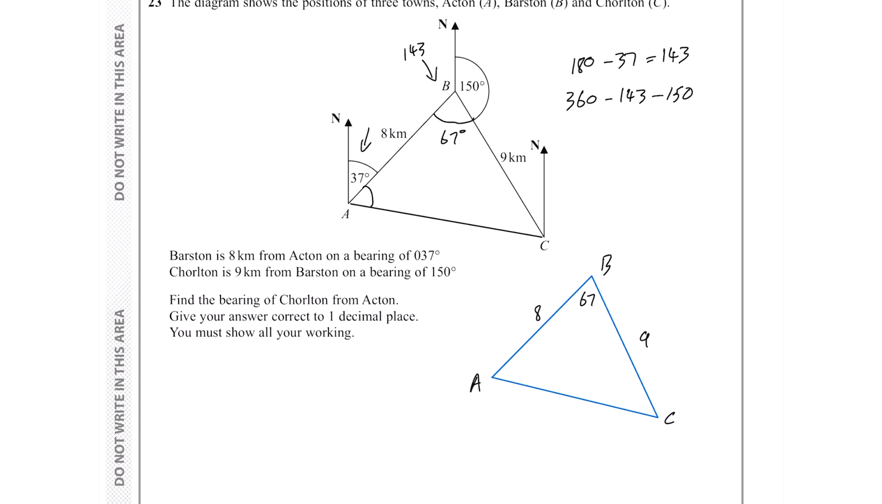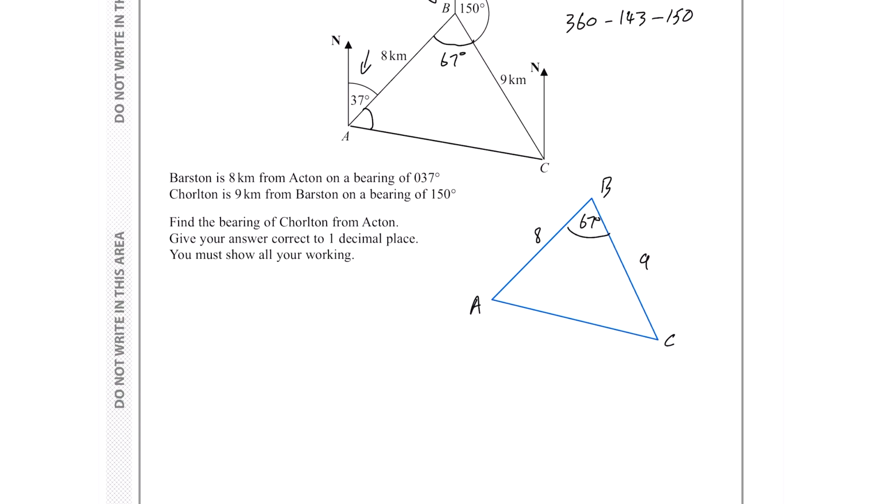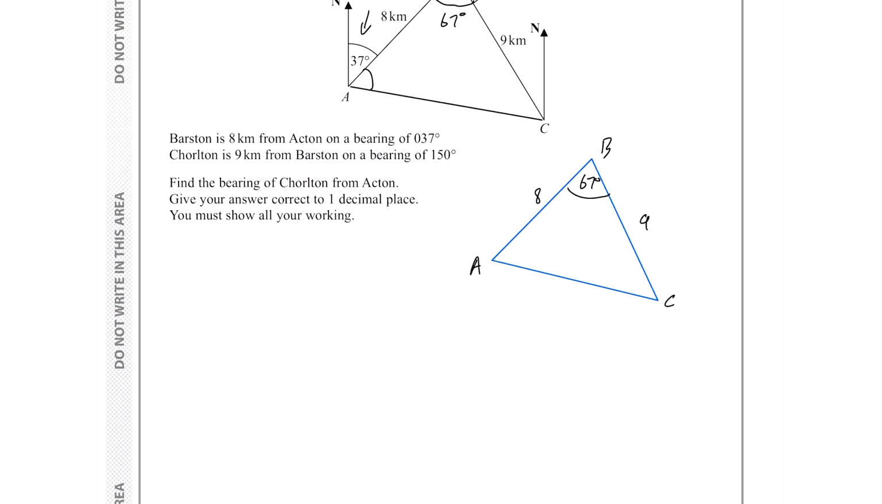Hopefully, by looking at this triangle, you can see we're not working out area, we're working out sides or angles to solve the problem. You should start thinking about the sine and cosine rules. The sine rule gives sine A over A is equal to sine B over B, which is equal to sine C over C.